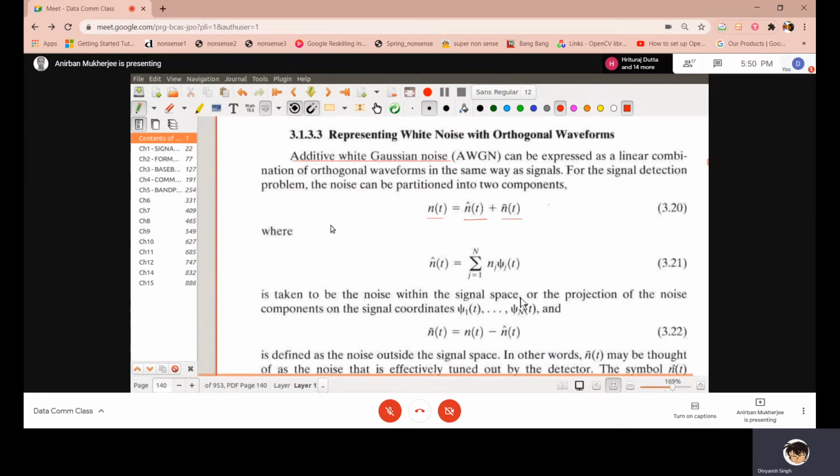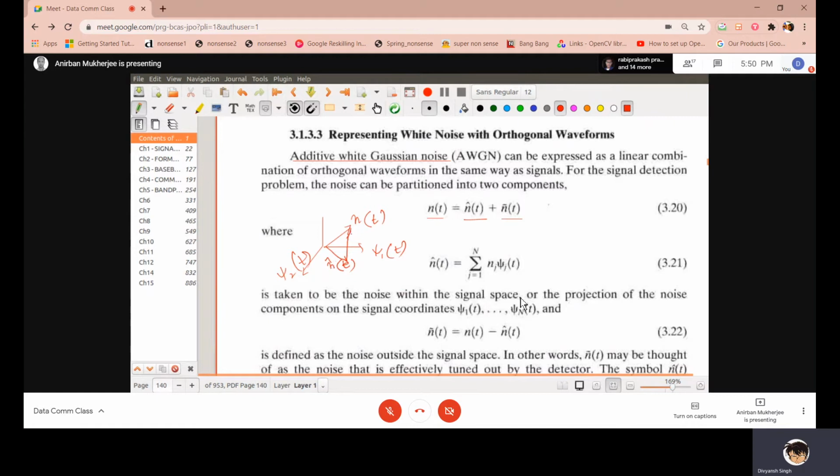That means what I would like to say is that it's a three-dimensional system. Okay, say the noise is here, which is N(t). Say the x axis and the other axis are your Psi1T and Psi2T. Okay, what is done is that N(t) has a projection here. Now this n hat t is basically the noise's projection on Psi1T and Psi2T.